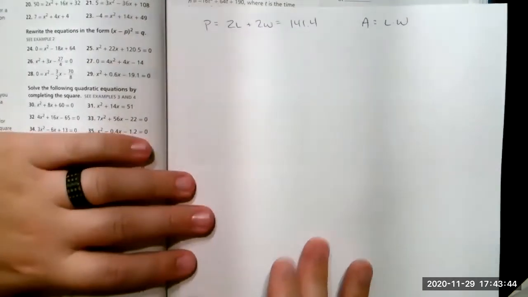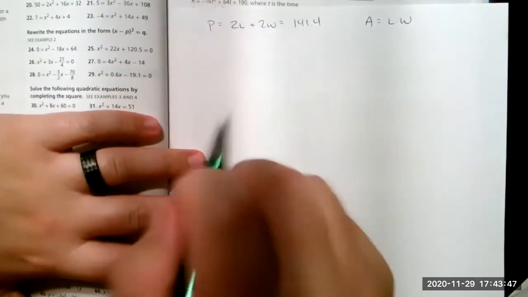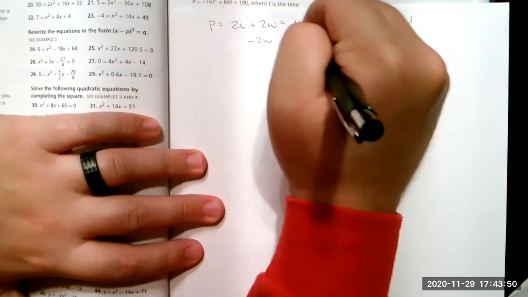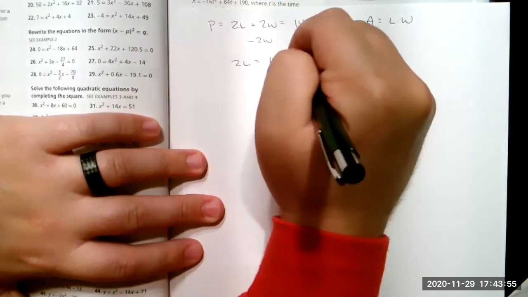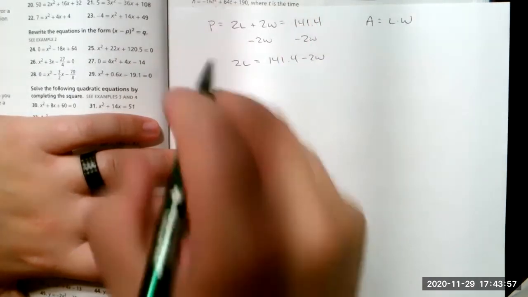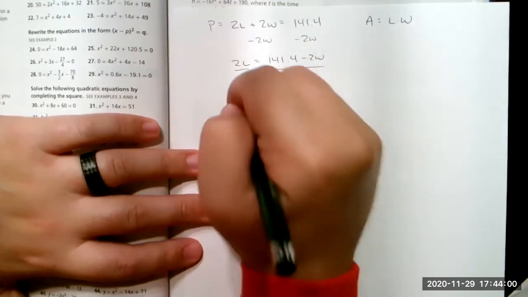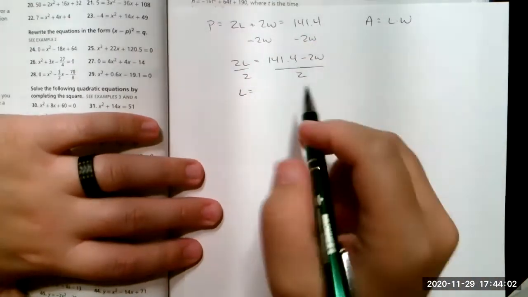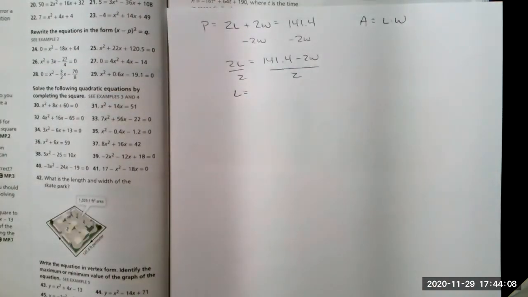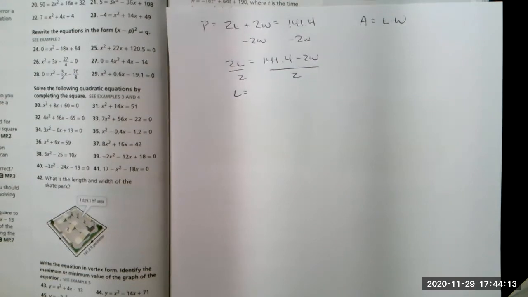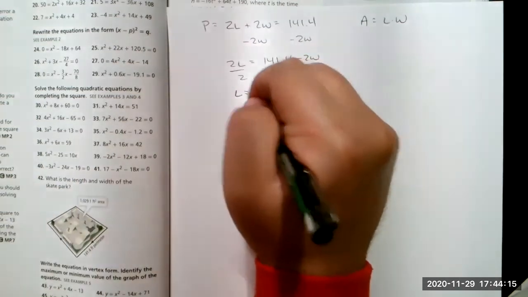What did they solve for back here? They solved for W. So let's go ahead and solve for L, just to show that you can solve for either one. So we're going to go ahead and solve this equation for L. So I'll subtract 2W from both sides. Divide everything by 2. So I have L equals, oh man, what is that going to be? 141.4, 70.7.